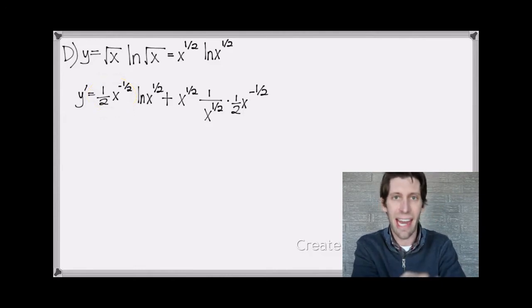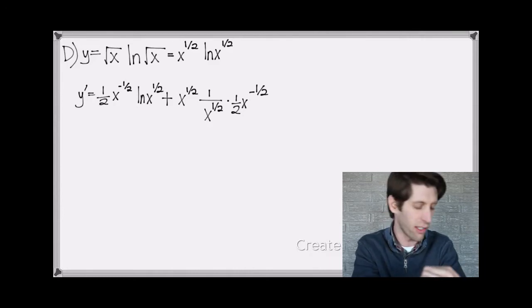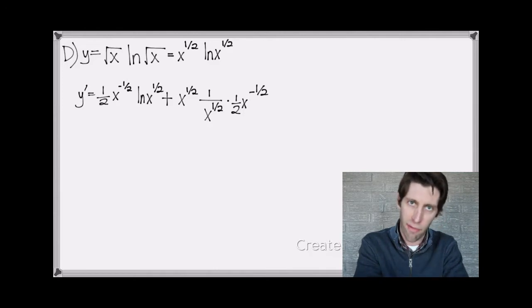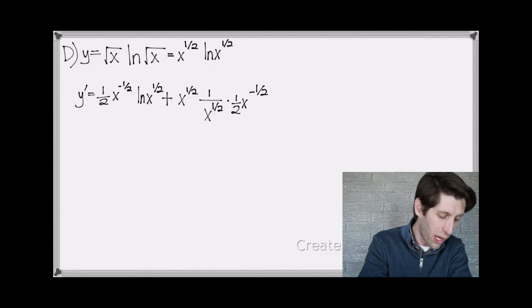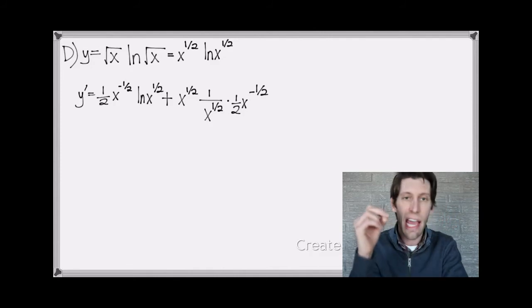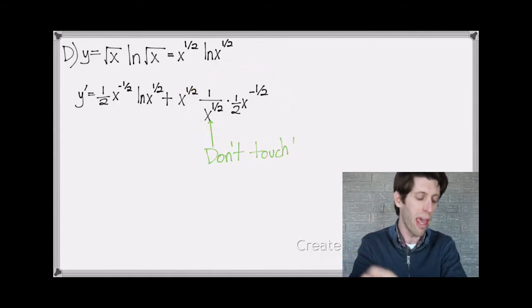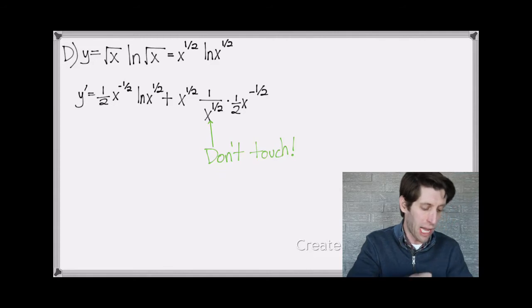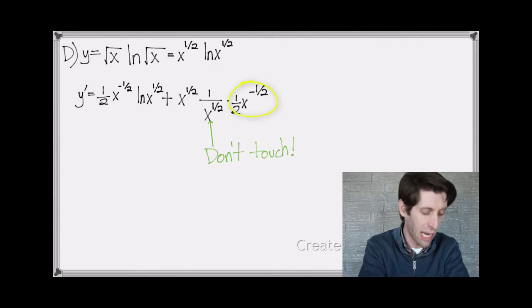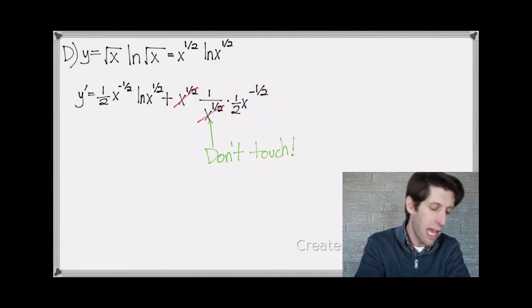And then we add to that x to the 1/2 power, that's the first quantity itself, the first factor itself, multiplied by the derivative of ln of x to the 1/2. So we get ln of x to the 1/2, the derivative of that guy is 1 over x to the 1/2, and you'll notice that we do not touch the inside function here, just like usual. And then at the very end, we multiply by the derivative of the inside, which is 1/2 x to the minus 1/2. You'll notice that in this second term, the x to the 1/2s cancel.